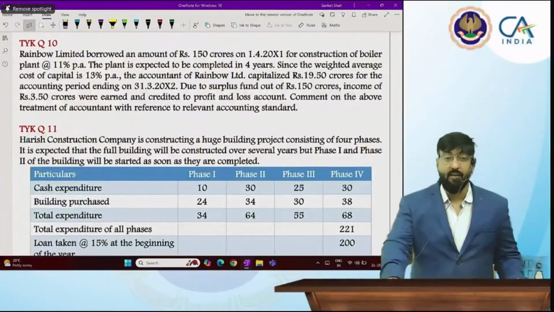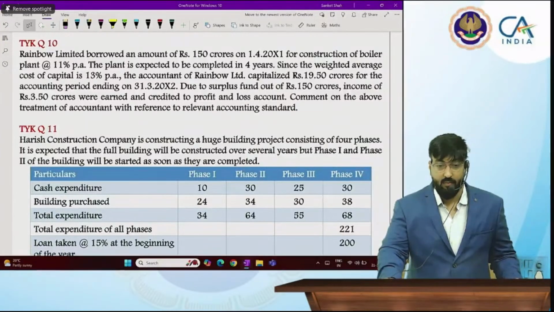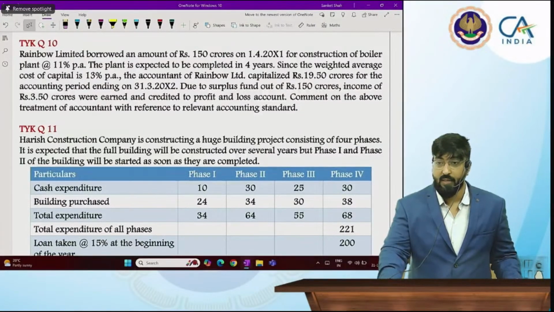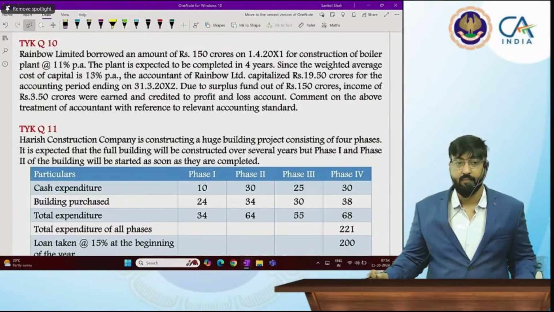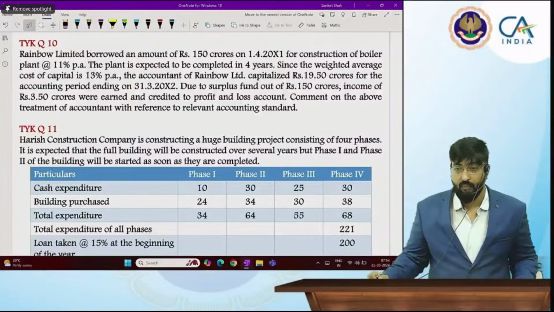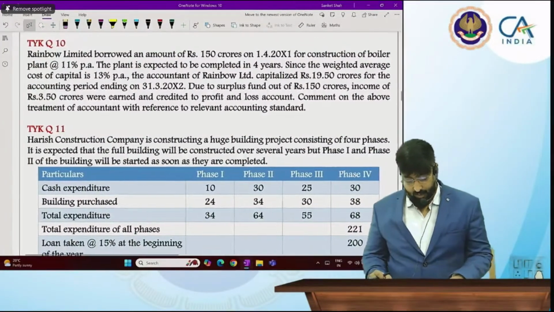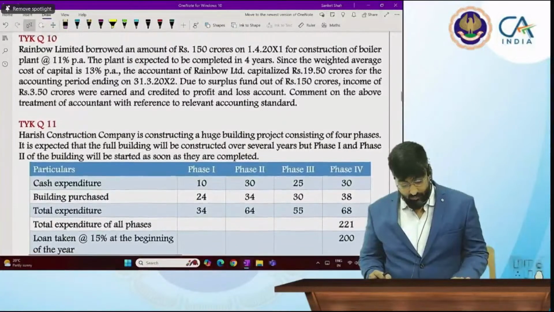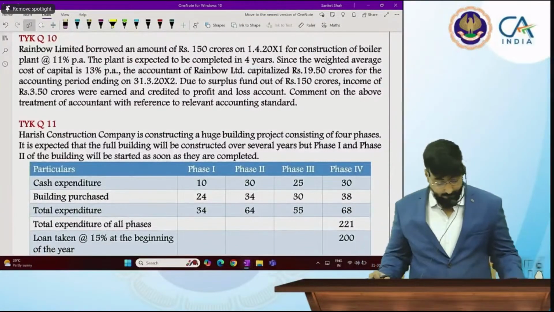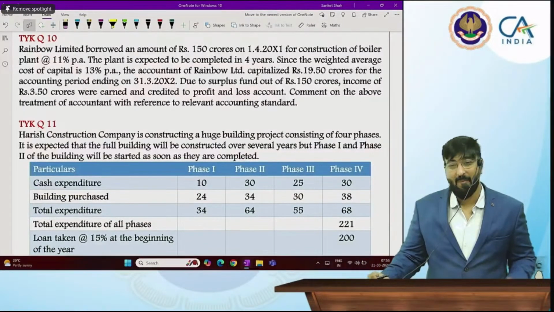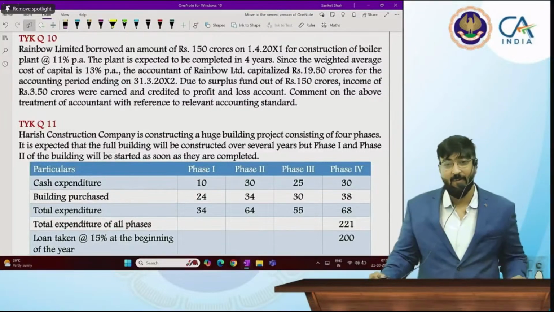टीवाई के 10। यस, थैंक यू। सानिया। सानिया: गुड मॉर्निंग सर। कहाँ से हो? सर मेरठ। ओके, उत्तर प्रदेश। यस यस बेटा। ठीक है बोलिए। TYK 10.